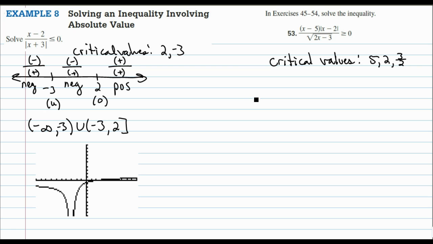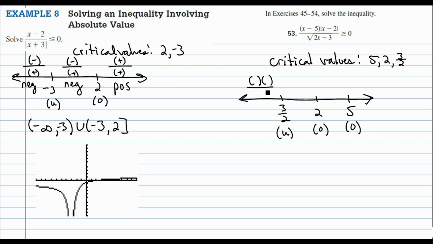So I'm going to put those on the number line. 3/2 makes the denominator 0, so that would be undefined for the entire function. 2 makes the numerator 0, so the whole function would be 0. And then 5 also makes the numerator 0, so the whole function would be 0. Alright, so I've got 2 portions in the numerator and 1 portion in the denominator, so I'm going to make that shape across my number line in each section.